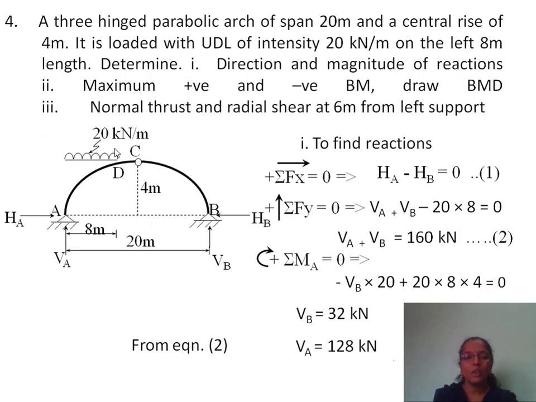So the major loading is in AC portion, therefore the reaction at A is more than B. Okay, so that is VA and VB. VB is 32 and VA is 128 kilonewton.